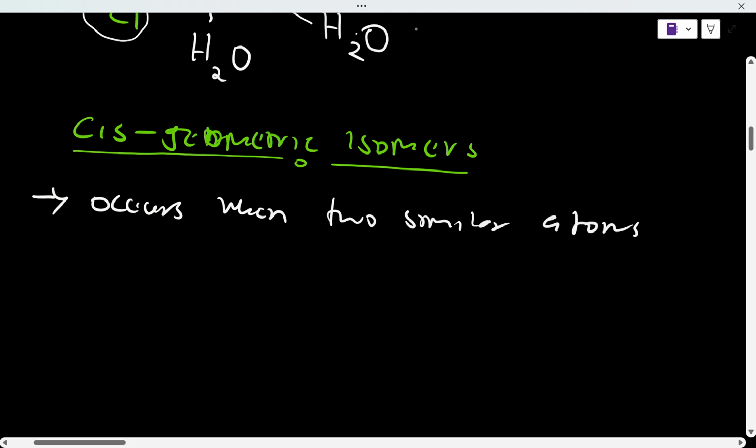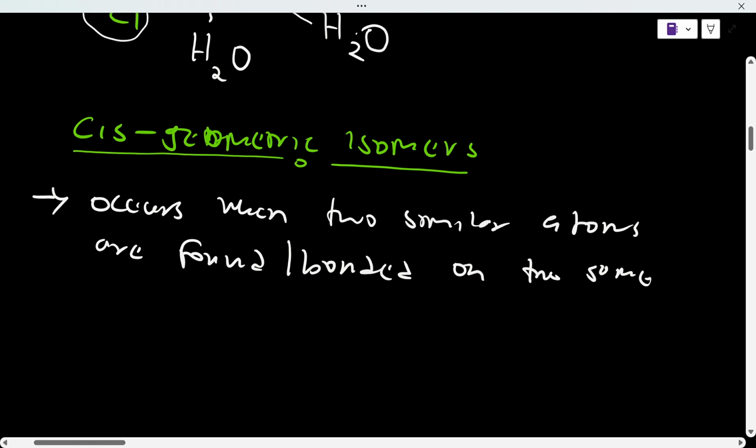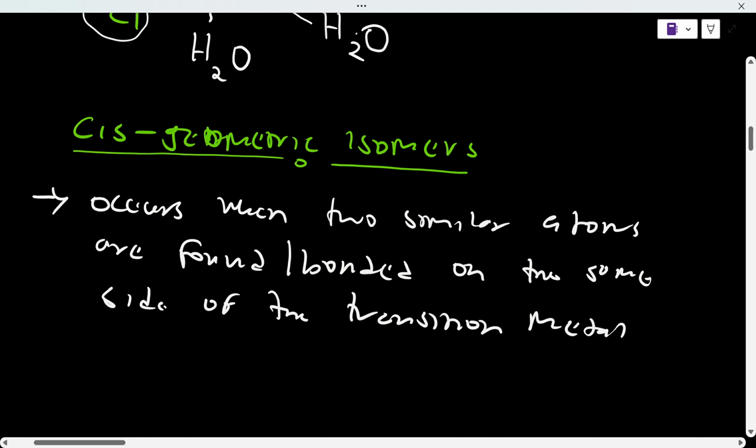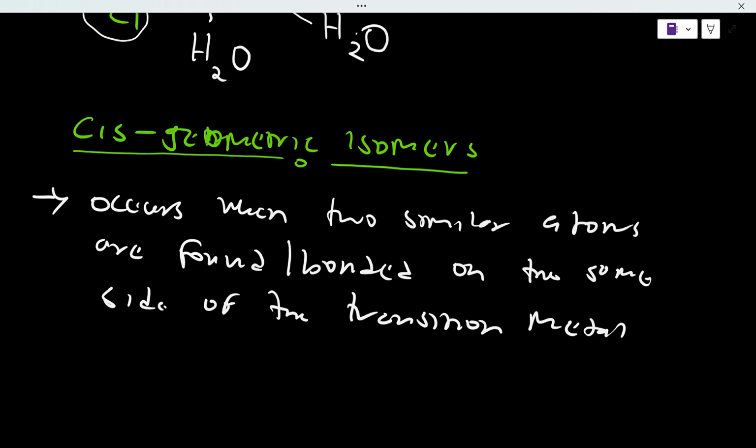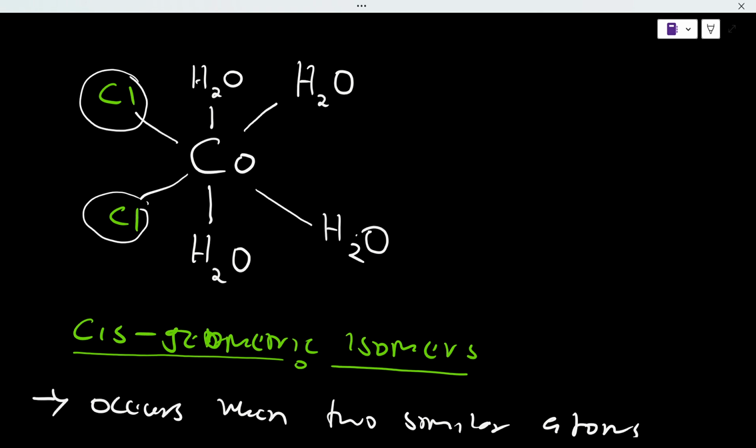It occurs when 2 similar atoms are bonded on the same side of the transition metal; it will form a cis geometric isomer of that given element. So from there, we are going to have a cis tetra aqua cobalt 2 chloride.